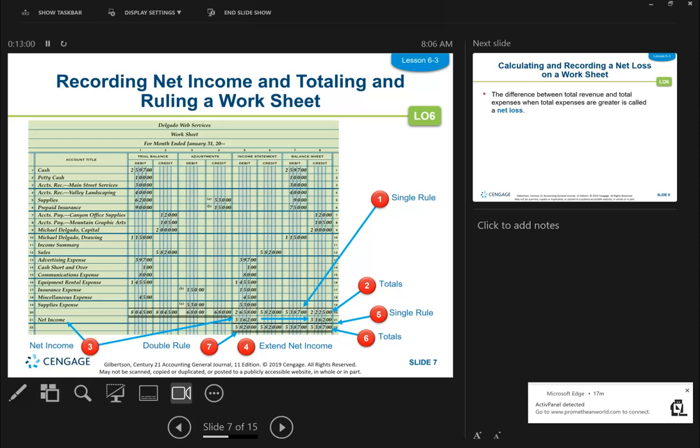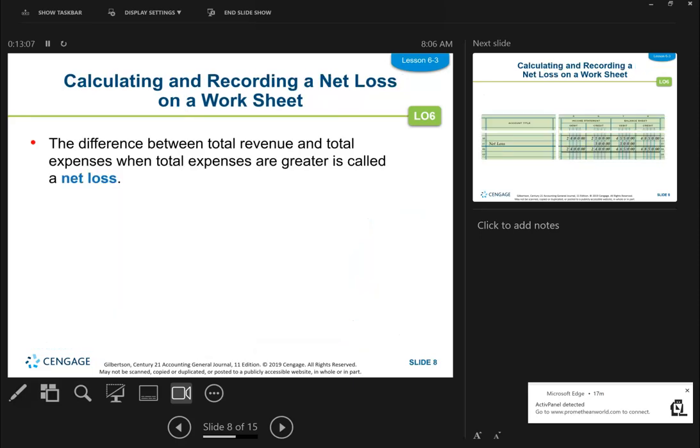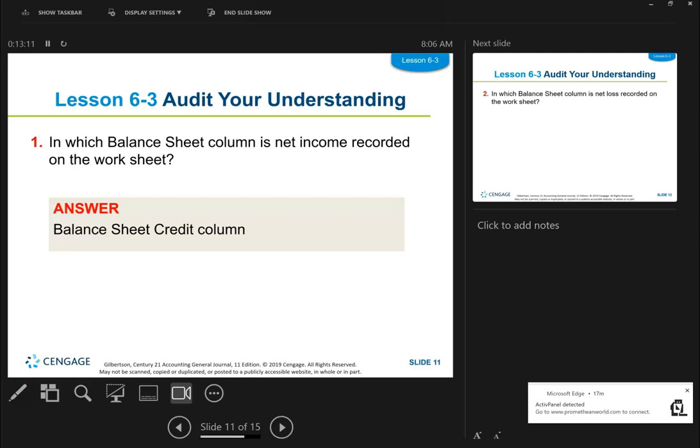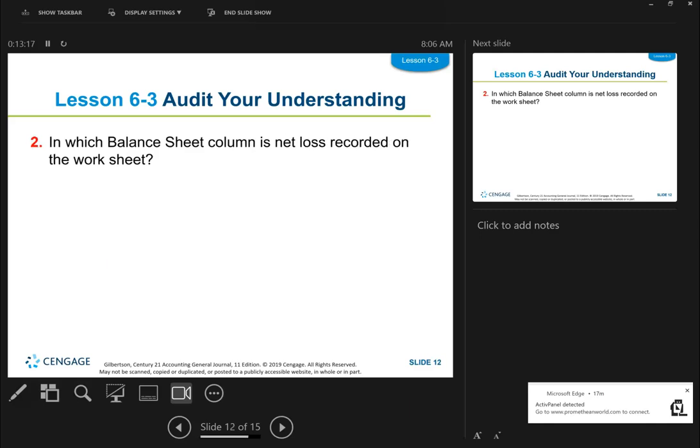We also, for the income statement, recorded it in the debit column. So careful reading the question. Because again, it asked about the balance sheet column, so you have to be careful there. In which balance sheet column is net loss recorded on the worksheet? Yeah.